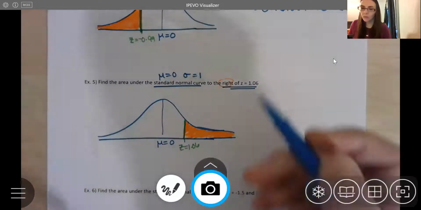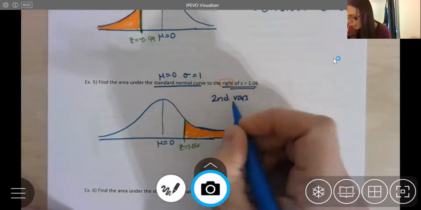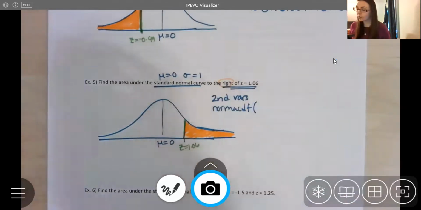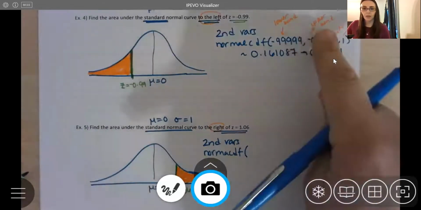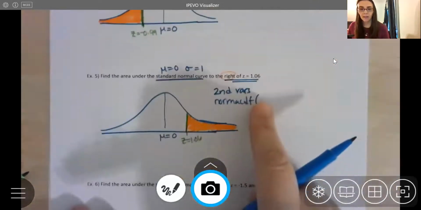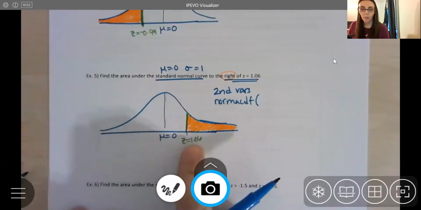Okay. So using technology, we're going to start the same way. We're going to hit that second bars button. We're going to hit normal CDF. Now, we always do it in this order. Lower bound first, just like this one, then upper bound, mean, and sigma. Okay, so my lower bound here, so look at your shading. My lower bound is at 1.06. That's the smallest value that I'm shading at.